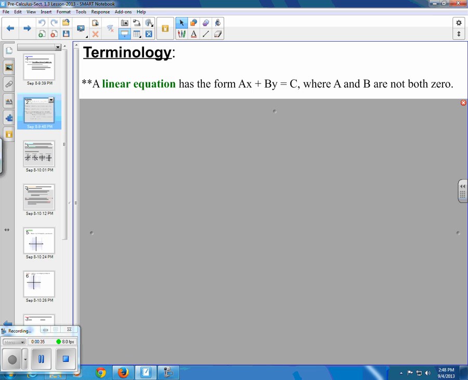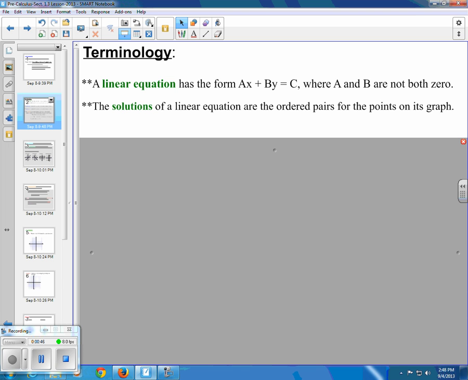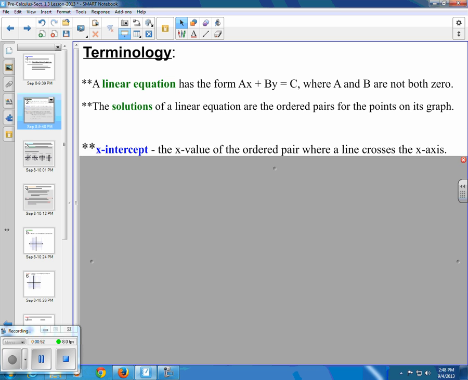First term is what a linear equation is, and it's any equation of the form ax plus by equals c. A and b both can't be 0 at the same time, otherwise that takes away all your variables. Solutions to linear equations are any ordered pairs that represent points on the graph.